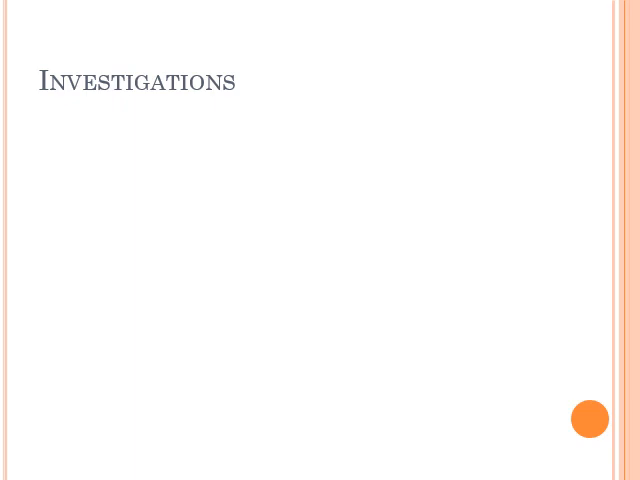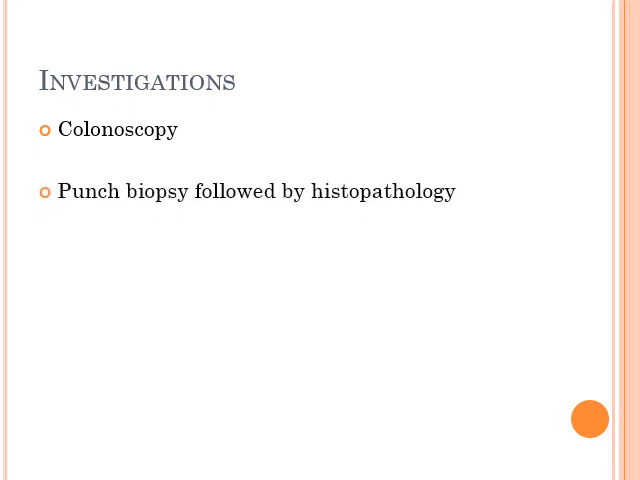How will you investigate? Now, investigations: you do a colonoscopy, as I told you, which will give you the gross morphological features of ulcerative colitis and Crohn's disease. Then you can do a punch biopsy followed by histopathology, which will give you the microscopic features. And finally, serology. Now, what do you see in serology?